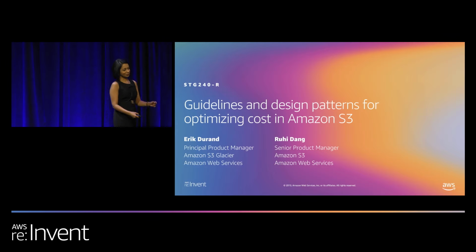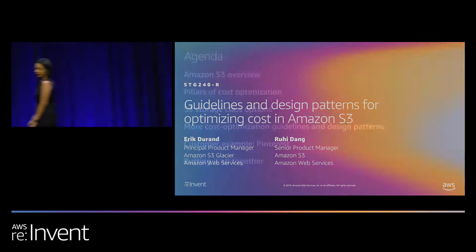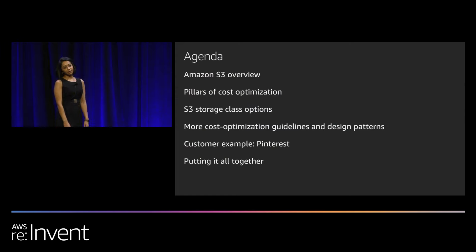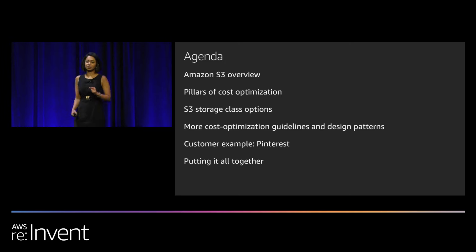The topic we're talking about today, me and my colleague Eric here, is guidelines and design patterns for optimizing cost on Amazon S3. So let's get started. We have a long agenda here, more topics to discuss in less time. I'll start with an overview of Amazon S3. I'll cover some pillars of cost optimization, which is more around how we view cost optimization on Amazon S3. I'll get into some storage classes and in-depth details, because in our opinion, understanding the right storage class for you and picking the right one can make all the difference. And then my colleague here, Eric, will get into some cost optimization guidelines and design patterns.